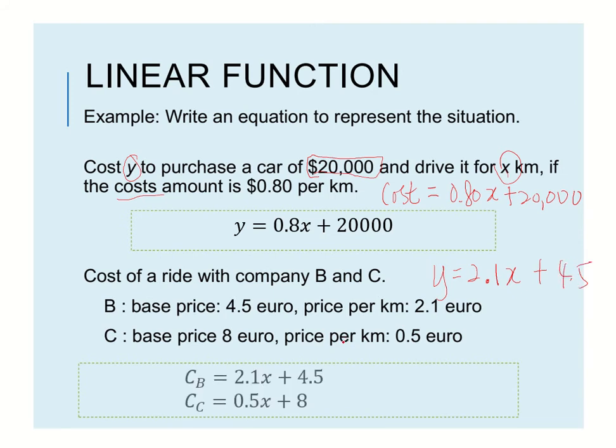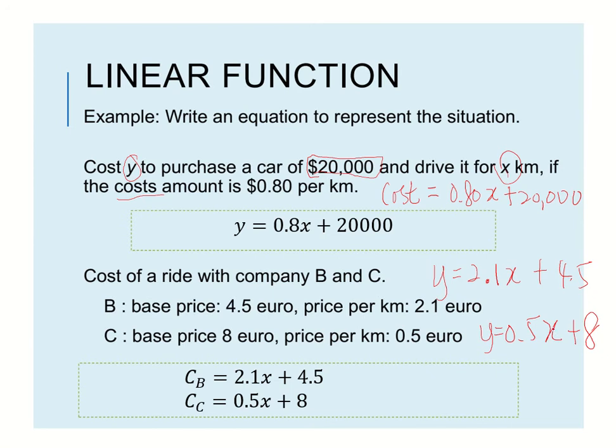Right? So then we will have 2.1 plus 2.1x plus 4.5. Now for company C, the base price is 8 euro and the price per km is 0.5 euro. All right, so this round we will have 0.5 euro per km multiplied by x km, plus, right, the base price is 8 euro.